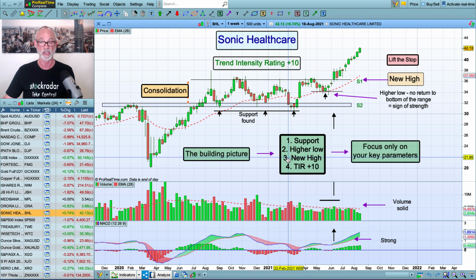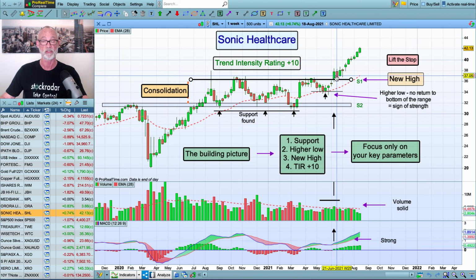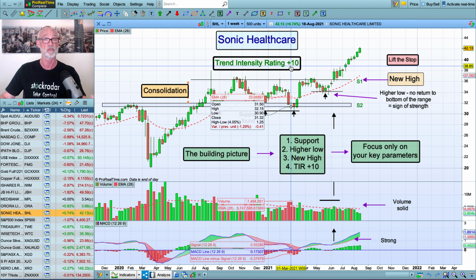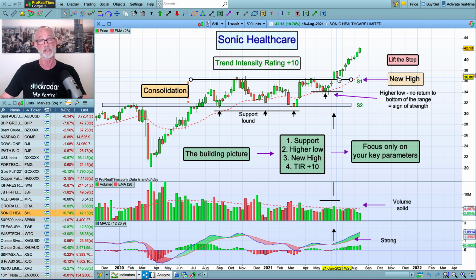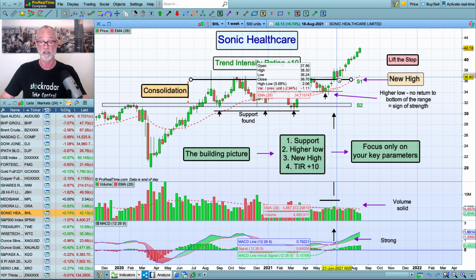So then I look for the next step, which is the new high, and here we go. We get the new high. We enter the stock the next day. Trend intensity rating is 10, which says it's now time to go. So we buy the stock on the Monday, and then I follow it from there. So that's how I've been in there.